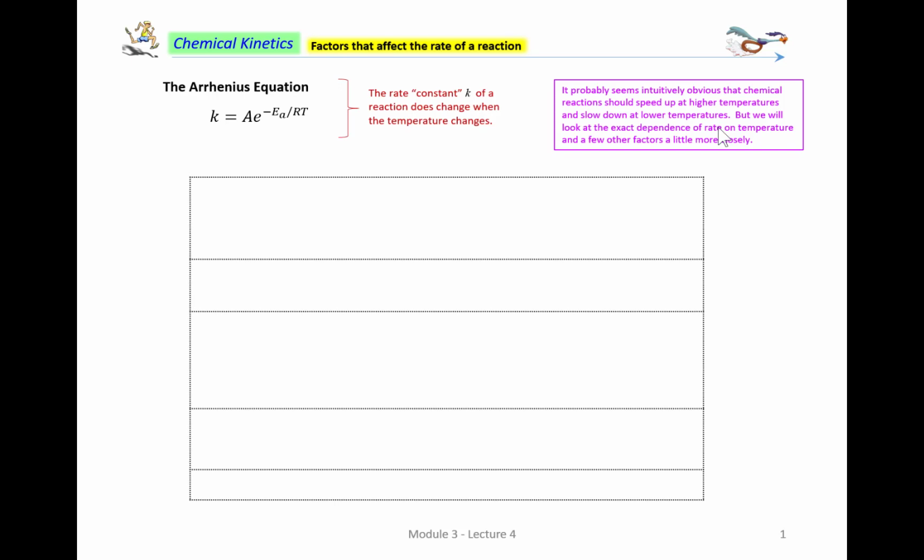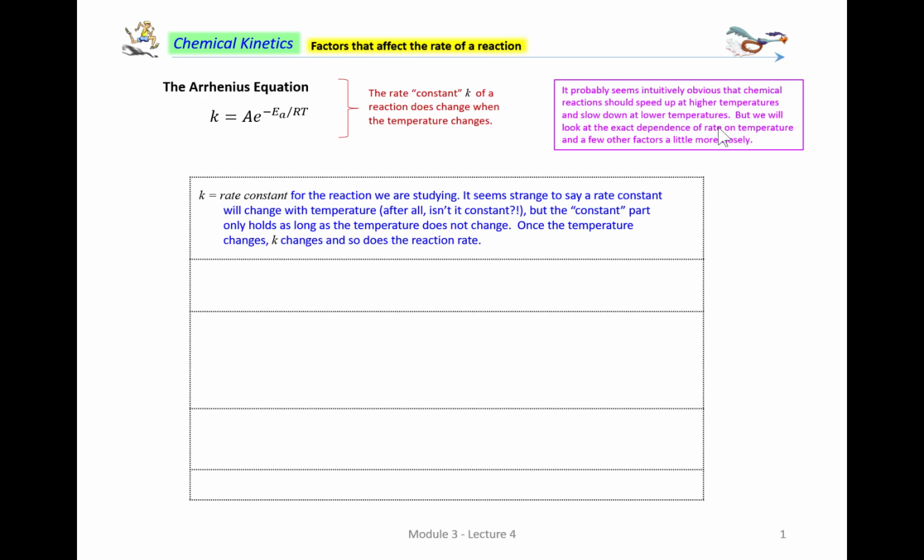Let's zero in on this Arrhenius equation and define the terms. k is, of course, the rate constant for the reaction we are studying. And as I've said before, it seems strange to say a rate constant will change with temperature because, after all, isn't a rate constant a constant? But actually, the constant part of that only holds as long as the temperature does not change. So as we've said before, once the temperature changes, the rate constant k changes, and so does the reaction rate.